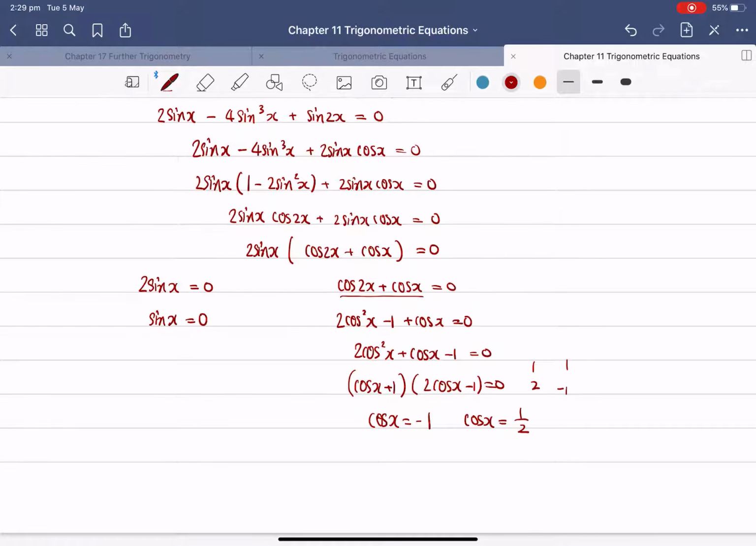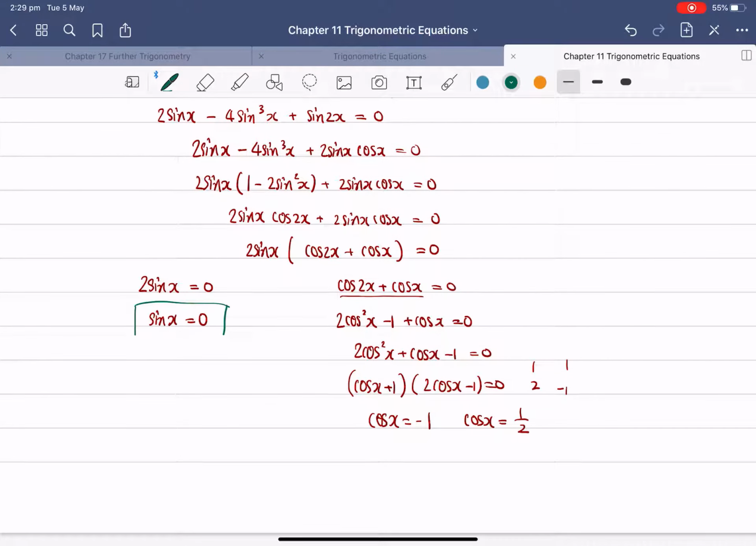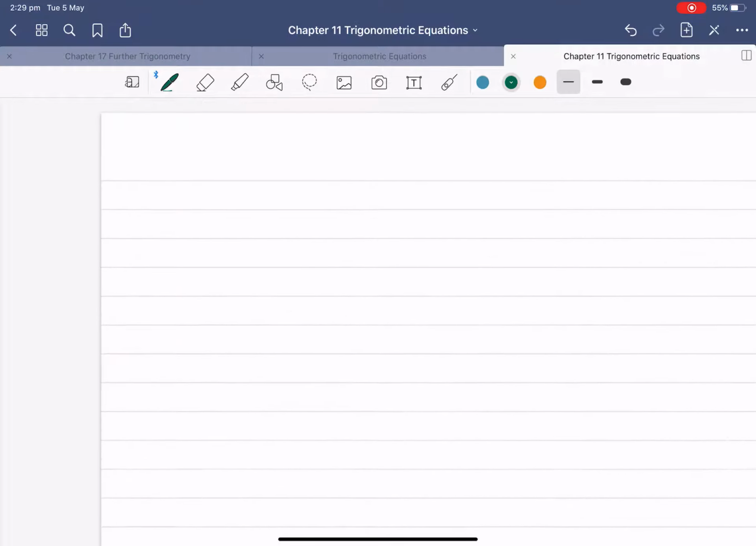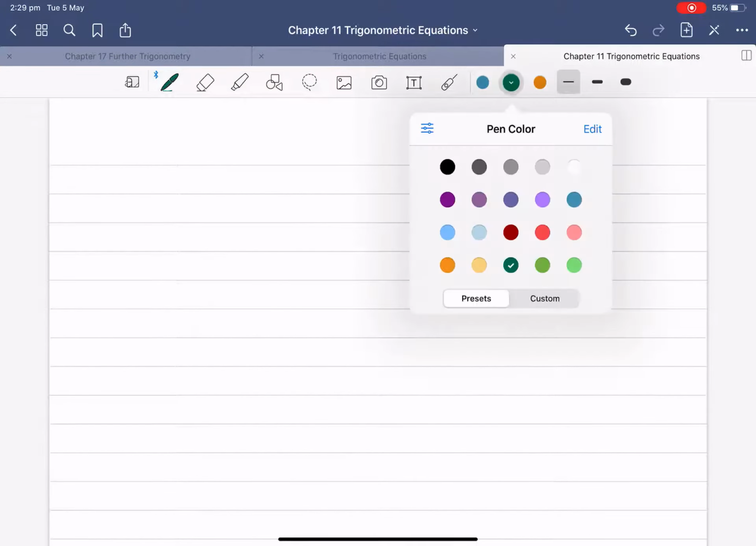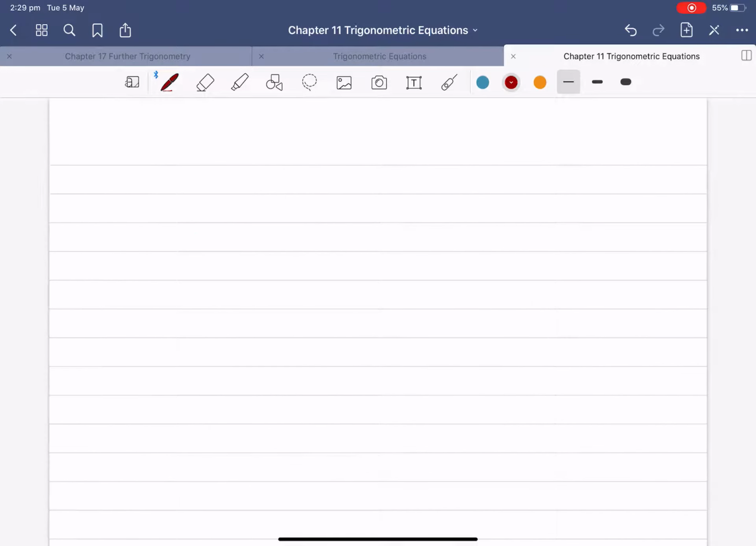So what does that mean? You're solving how many equations? You're solving 1, 2, and 3 trigonometry equations. There are 3 trigonometry equations: sine x equal to 0, cosine x equal to minus 1, and then cosine x equal to half. So it's a really hard question here. All right, so let's do that. Do I still remember them? So sine x equal to 0, that's the first one.